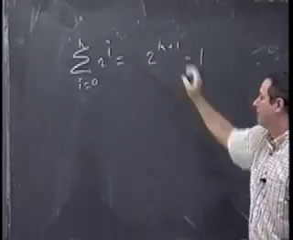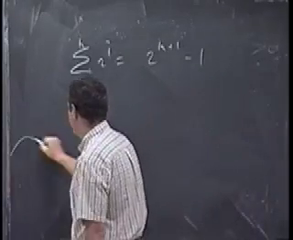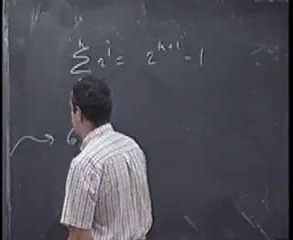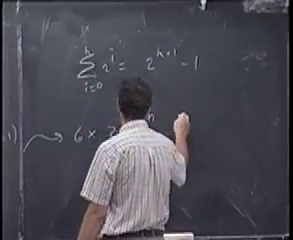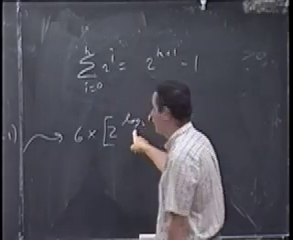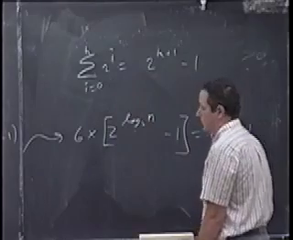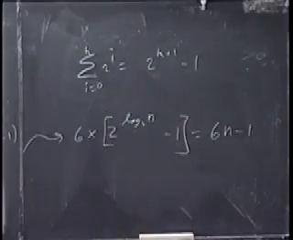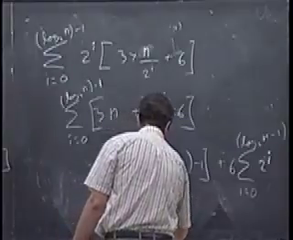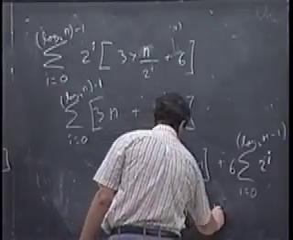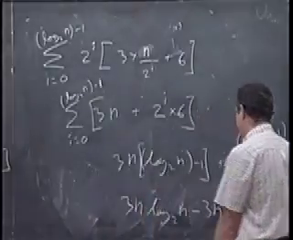So this is a very fundamental fact here. So in our summation here, this thing is going to be 6 times 2 to the log base 2 of n minus 1. And then this thing is just n. So this is 6n minus 1. And so what we got here is 3n log base 2 of n minus 3n plus 6n minus 1.